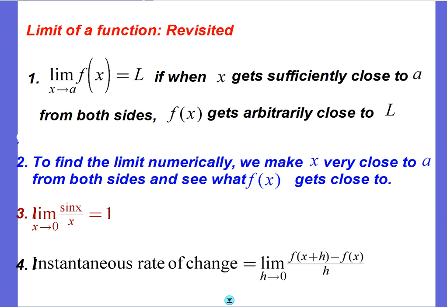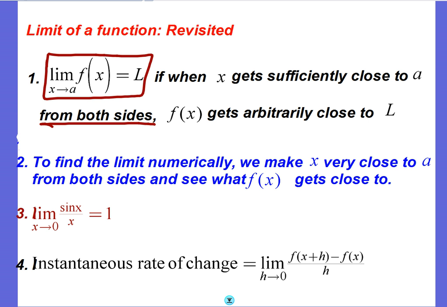So in the previous lesson, these are the main takeaways that you should have taken. The first one is that the limit as x approaches a of f of x is equal to L if, when x gets sufficiently close to a from both sides, remember, it has to get close to a from both sides, f of x gets arbitrarily close to L.